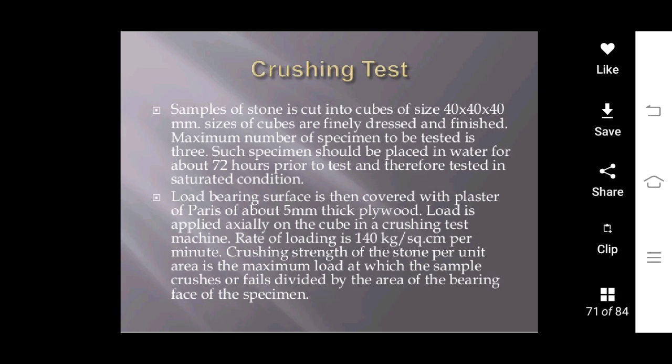Load is applied axially on the cube in a crushing test machine. Rate of loading is 140 kg per square centimeter per minute. Crushing strength of stone per unit area is the maximum load at which the sample crushes or fails divided by area of bearing face of the specimen.